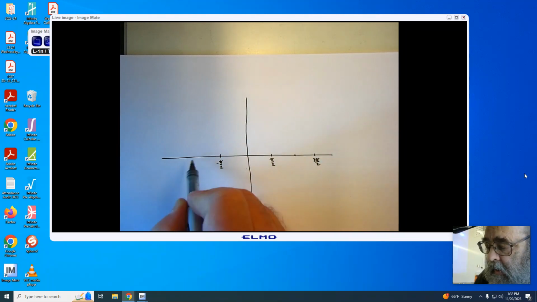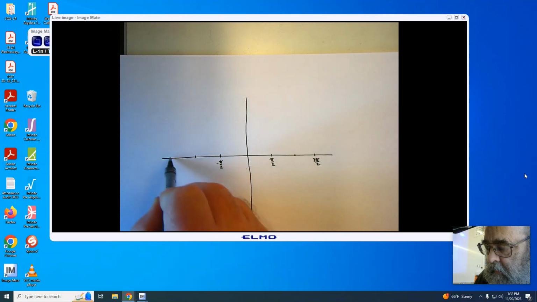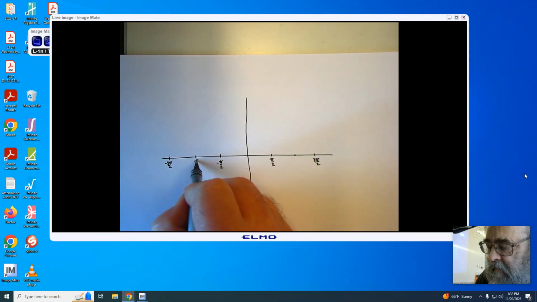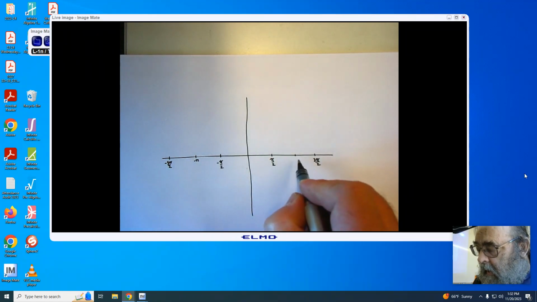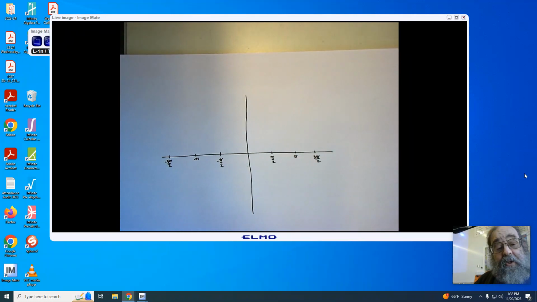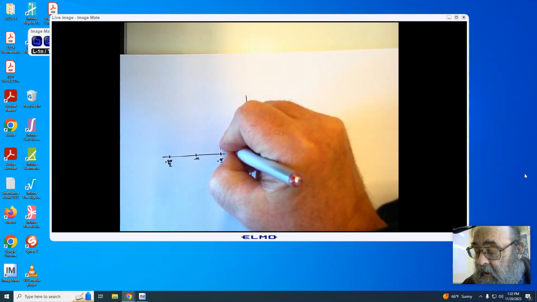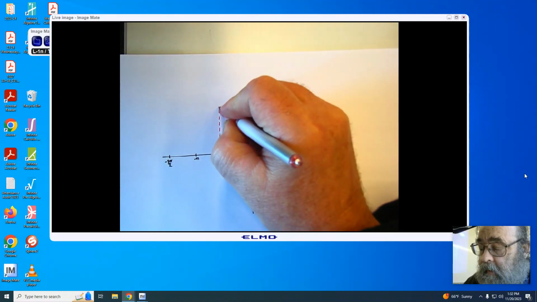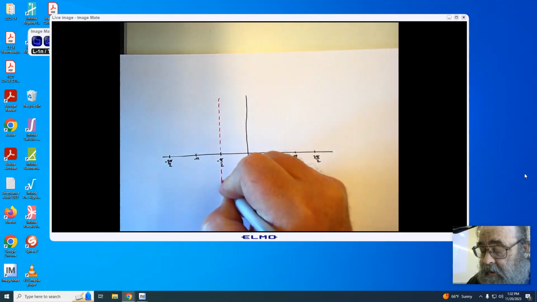Now I can go backward as well, in which case I would have negative 3 pi over 2. And here we have negative pi. This is positive pi. Now, we're going to start by putting our asymptotes on the graph at the two locations where tangent is undefined. Now, this is your standard tangent graph.